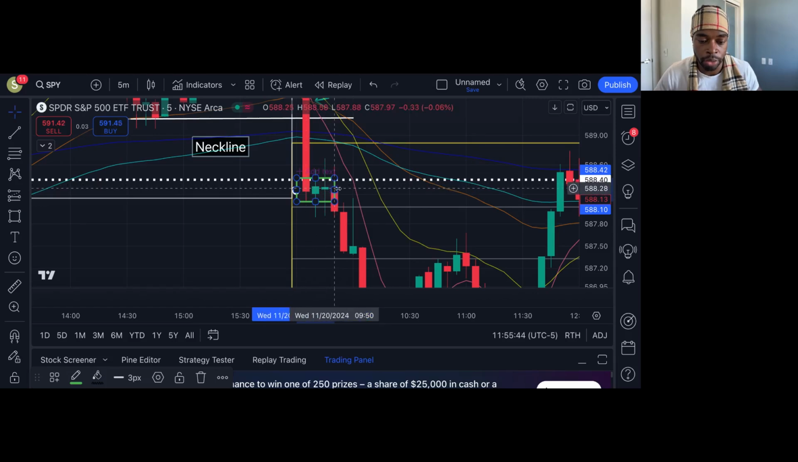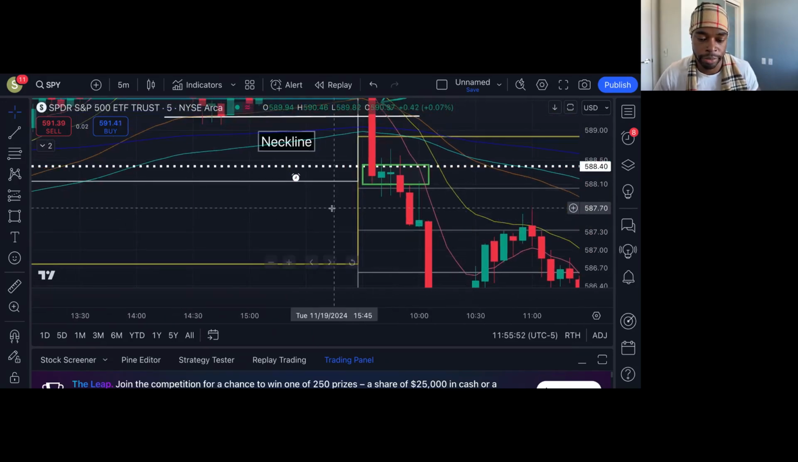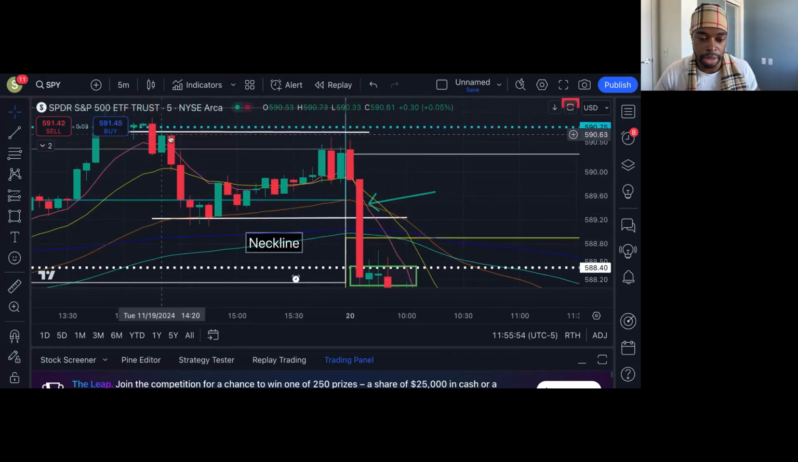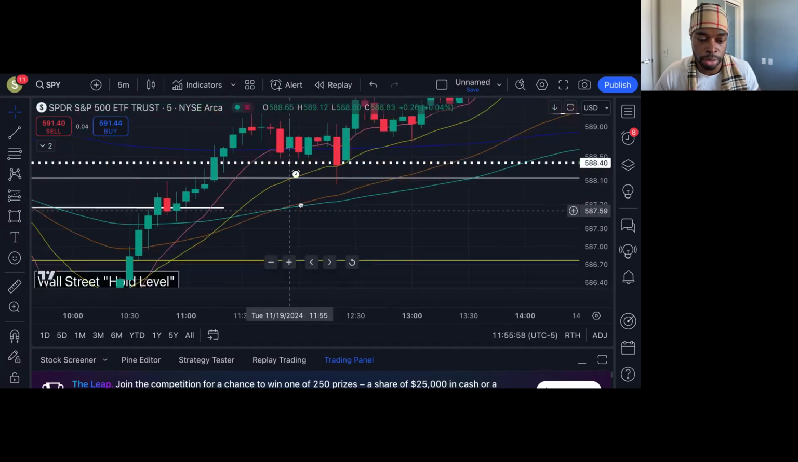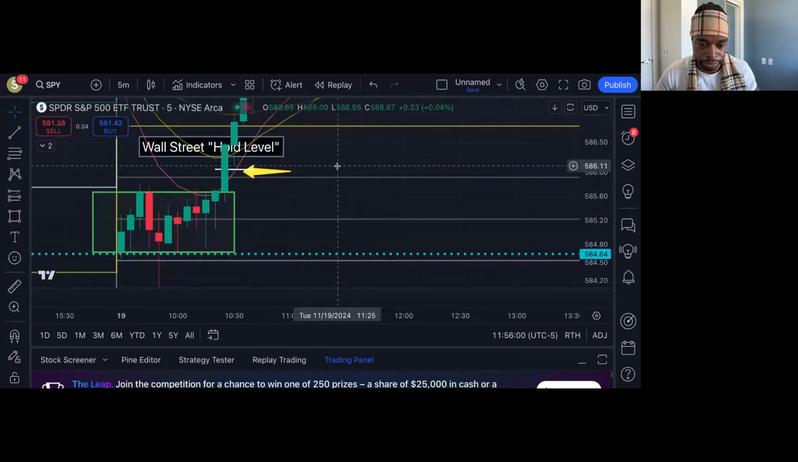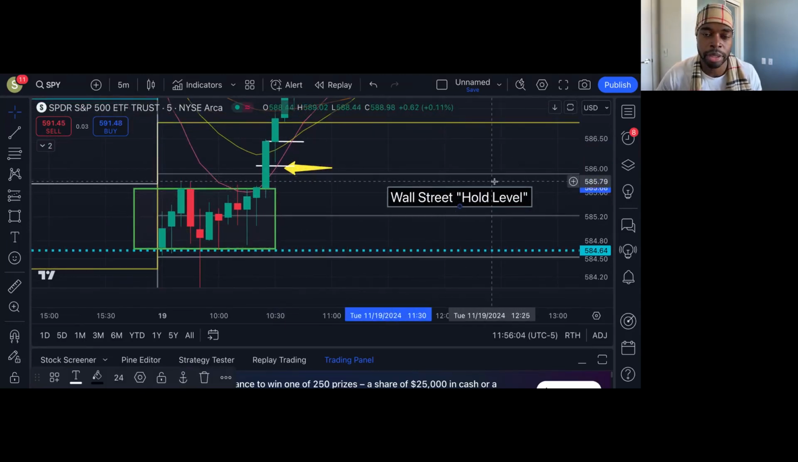And then notice how we hold right at the close of that bar. That's called a hold level, a Wall Street hold level. And then we continued to the downside. So this is a double top neckline break in real time. Now let's go to some more examples. So we're going to talk about the Wall Street hold level on this example here.